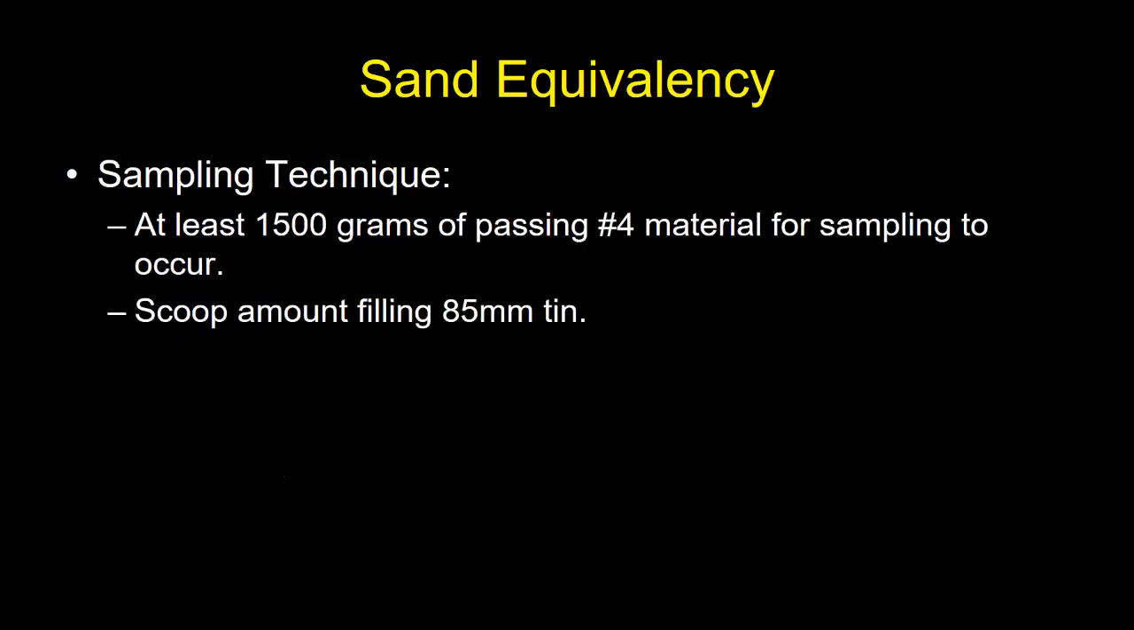The sampling technique: you want at least 1,500 grams passing the number 4 sieve for sampling to occur. And then you scoop that amount in that little measuring tin, which is an 85 millimeter tin.